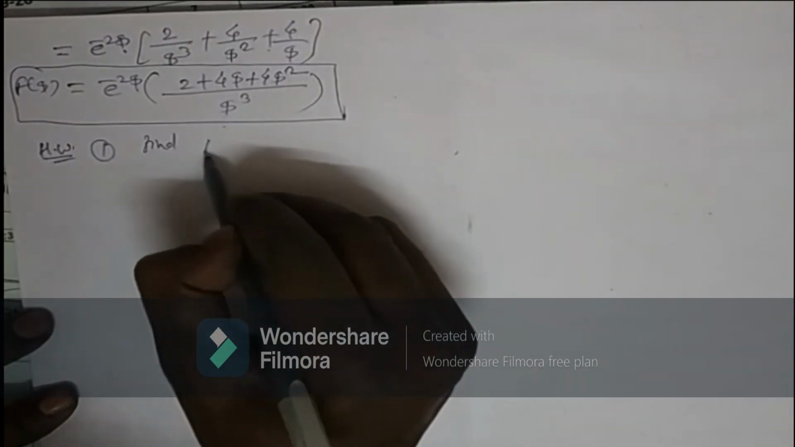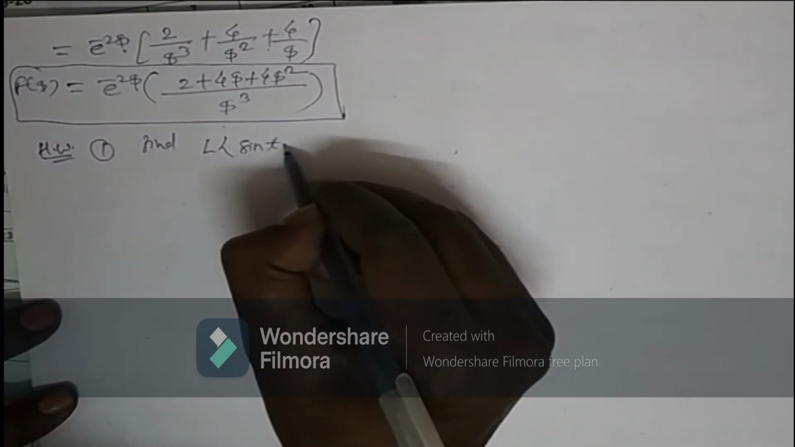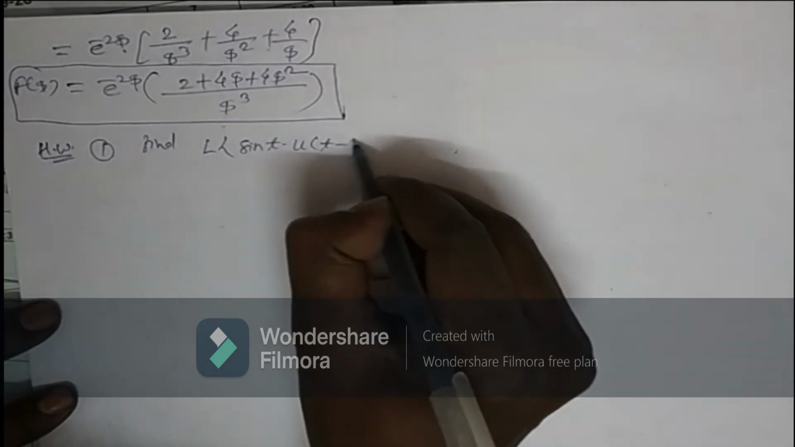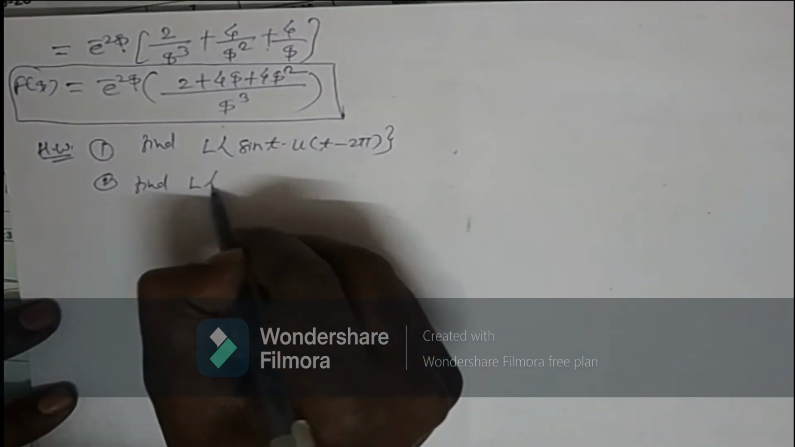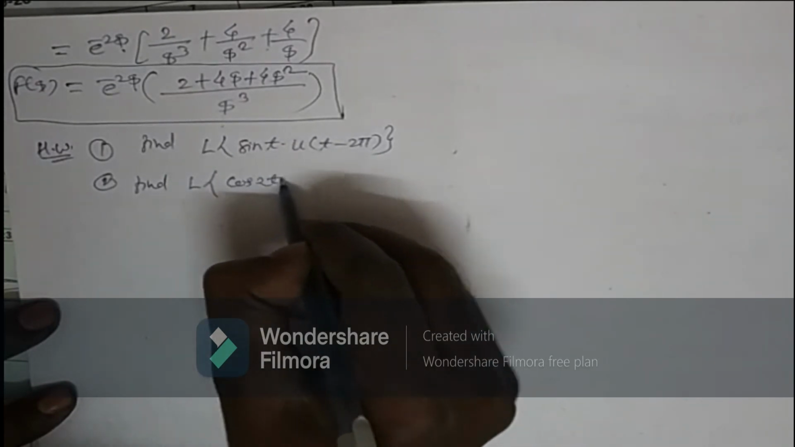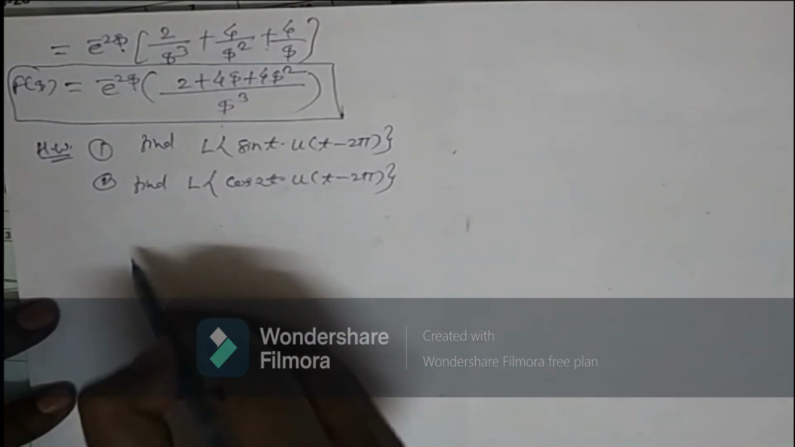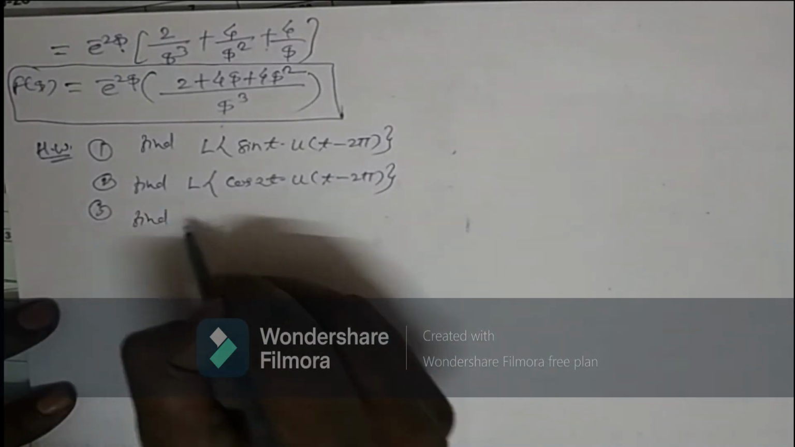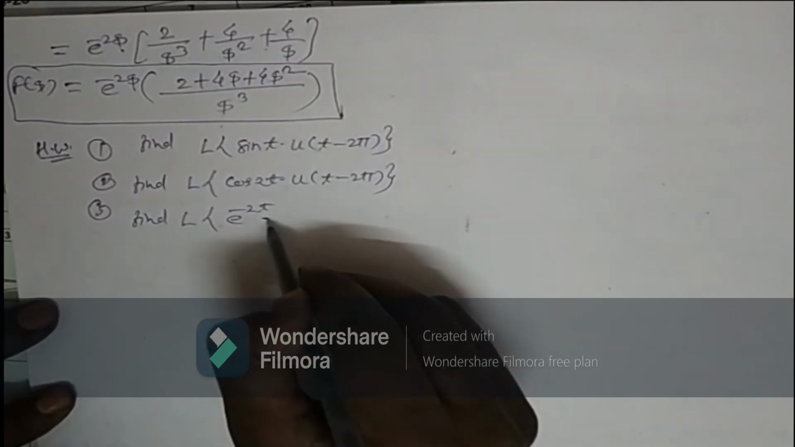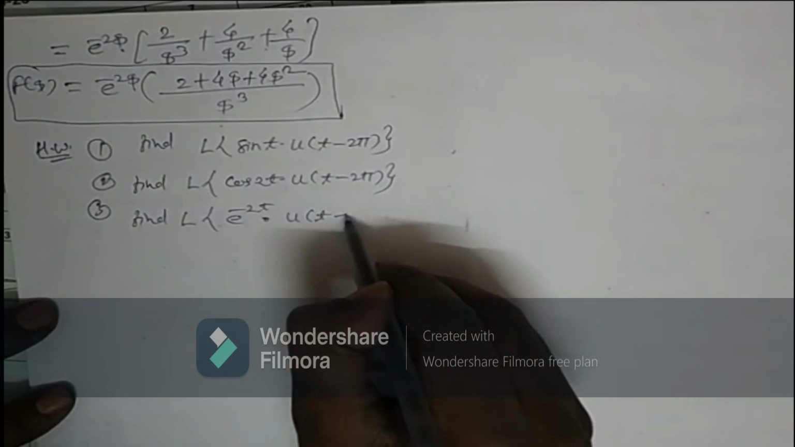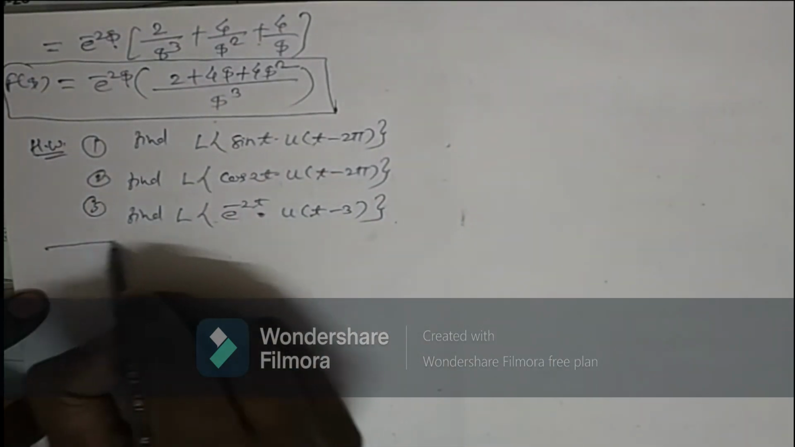Find Laplace transform of sin t into u of t minus 2 pi. Second, find Laplace transform of cos 2t into u of t minus 2 pi. Third, find Laplace transform of e raised to minus 2t into u of t minus 3. Okay, so try to solve these examples.